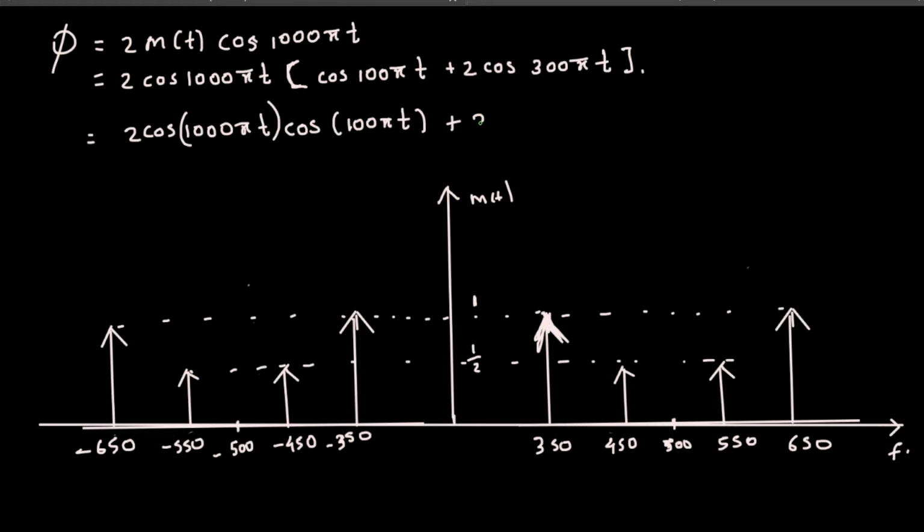plus, okay, this one should be 4 cos, because if I multiply this one by this, that's 4 cos 1000 π t, and then cos 300 π t. Okay, so this is what we have.